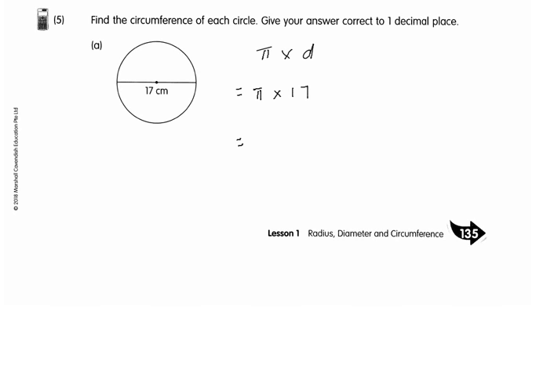Okay, because we need to round off to one decimal place, right? So the answer is 53.4 cm. Children, remember to write one decimal place, because the question requires you to leave as one decimal place. It's stated clearly there. So remember. Yes, Clarence? No need to write that.